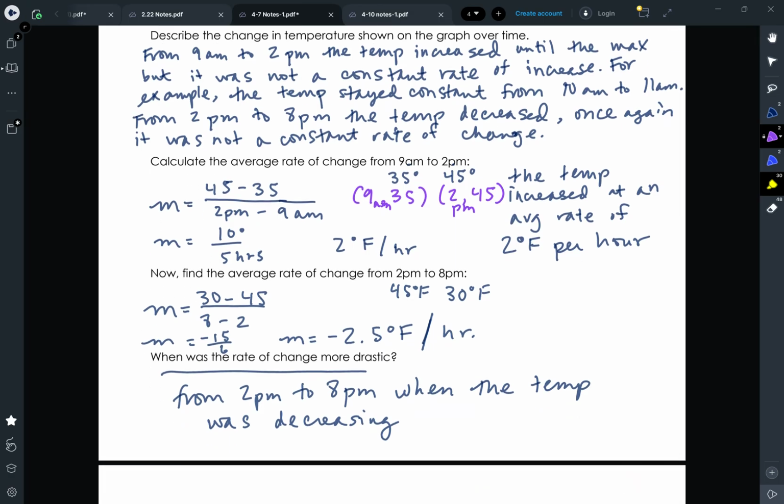Same thing for this one. I could write 2, 45. These are both PM, so it works on this one. 8, 30. So I'm just doing a slope formula. X1, Y1, X2, Y2. We'll go ahead and we'll review slope formula on the next page.